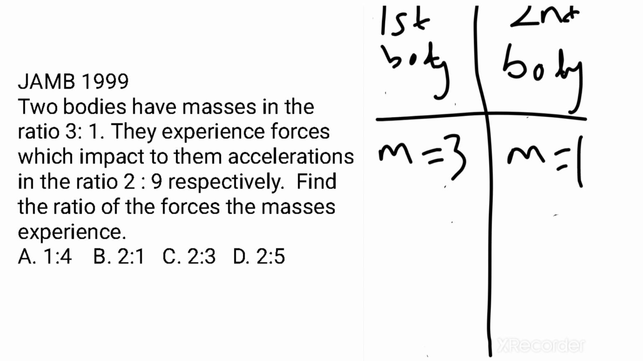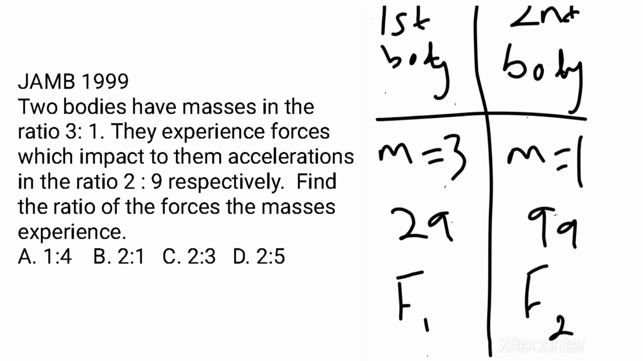Then the experienced forces which impart to them accelerations in the ratio, so acceleration A in the ratio 2:9. So the first one here we have 2A and we have here 9A. Find the ratio of the forces the masses experience. So what are we looking for here? Let's call this one F1 and call this one F2. So it's forces that we are looking for.